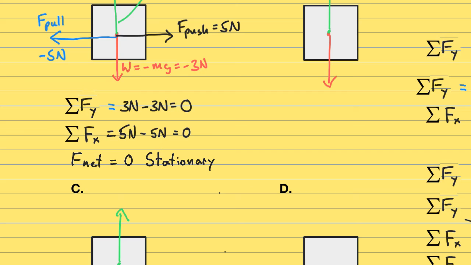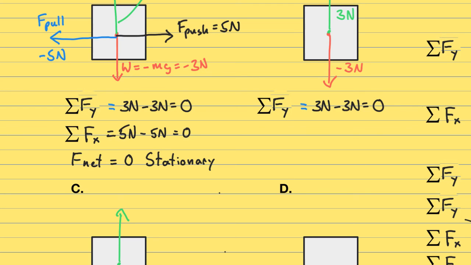Now we can look at situation B. And in situation B, once again, we have a weight of 3 newtons. So I'm going to say that weight is equal to negative 3 newtons downward. And we have our normal force, which is equal to that in this example. So we're going to say 3 newtons upward, positive 3 newtons. And so in this case, our summation of forces in the y direction is going to be exactly the same as it was in the previous diagram.